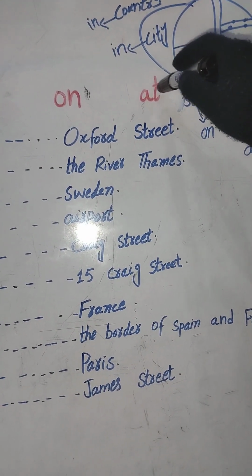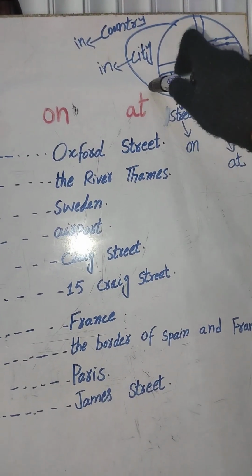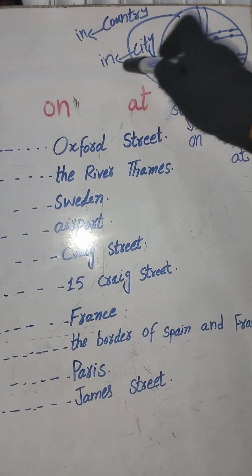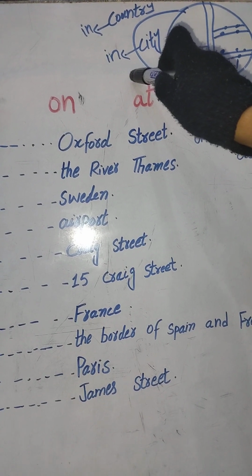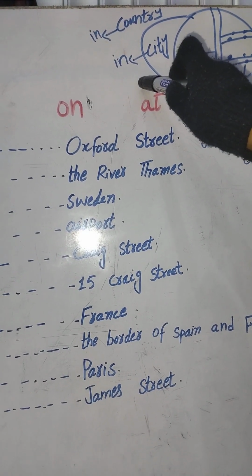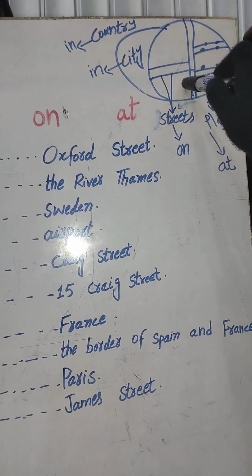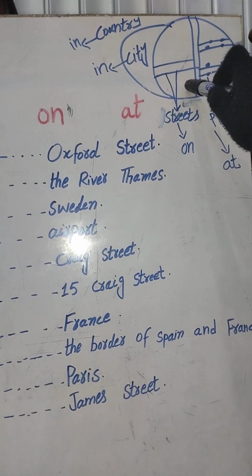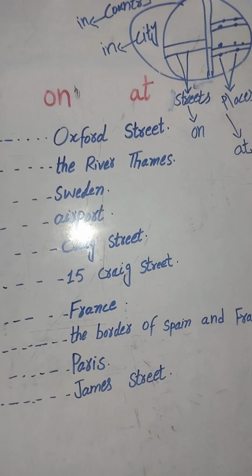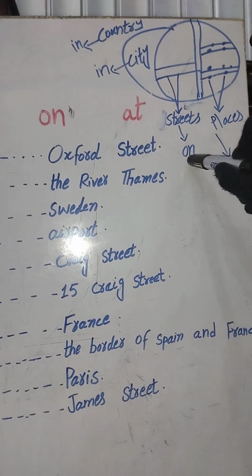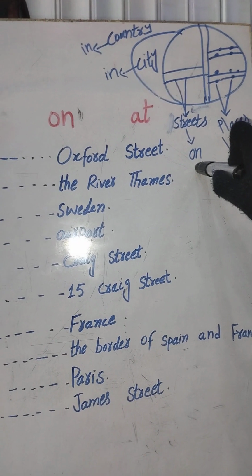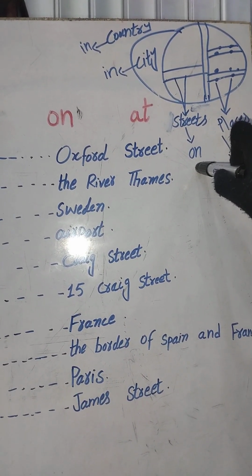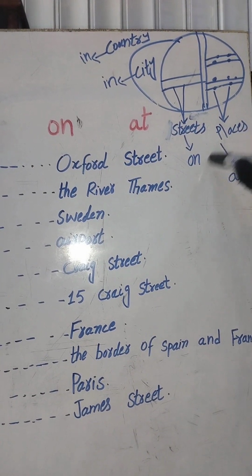And then inside the country we are going to find a city or town. So we also use in for the cities. Now there are streets in the city. So what do we use for street? We use on with the names of the street. Easy, right?